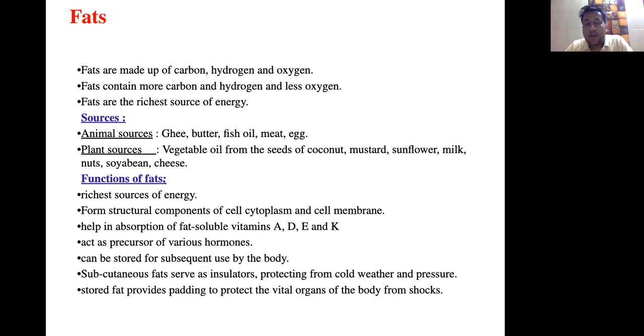The sources could be of either type, either an animal source or a plant source. Animal sources, we all know very well: ghee, butter, fish oil, meat, egg, etc. While the plant sources could be vegetable oils from coconut, mustard, sunflower.